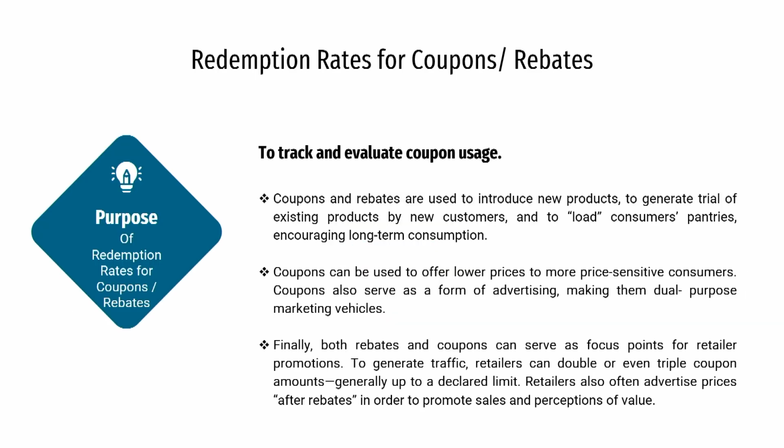Now, let us look at the purpose of the metrics. The primary purpose of this category of metrics is to track and evaluate the usage of the coupons, whether it has been effective, whether it has reached the targeted set of customers or not. Coupons and rebates are used to introduce new products, and to generate trial of the existing product by new customers. Maybe there can be some price sensitive customers who are not buying the product just because of the price.